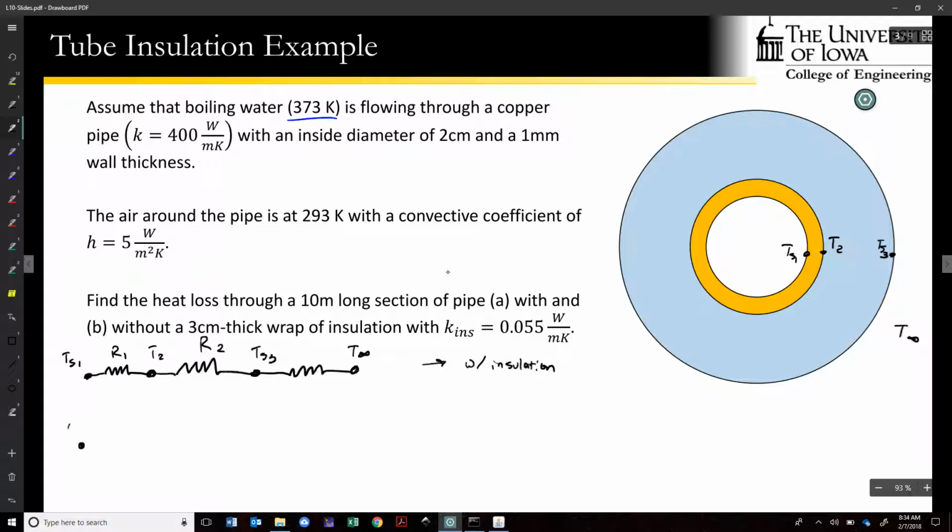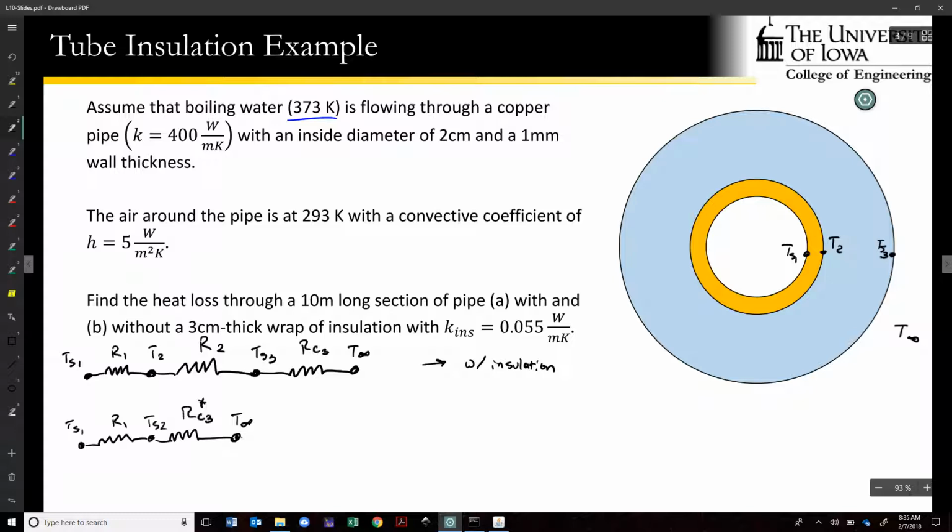Without the insulation, it starts out the same, TS1. We've got R1 due to the pipe, but rather than have an R2, it just goes straight to convection. So we end up with T infinity. Really all we have to do is look at the problem in these two situations and evaluate R1, R2, this one here we'll call RC3, and then this one we'll call RC3 with a star on it.